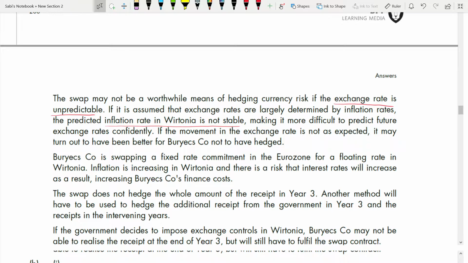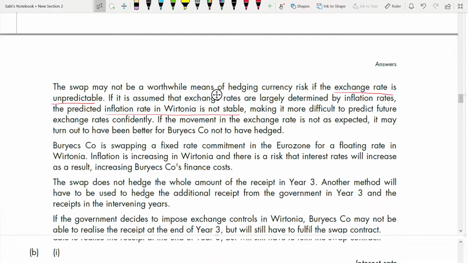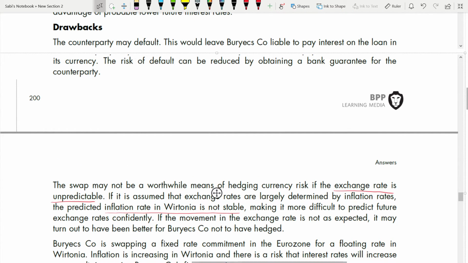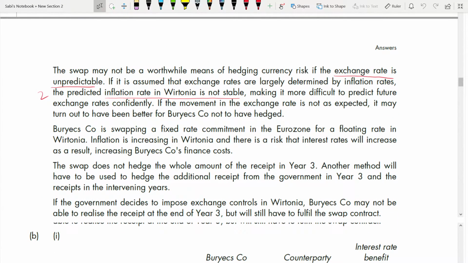Right? If the movement in the exchange rate is not as expected, it may turn out to be better for the company not to have hedged. Brewers company, right? So this is the first, they are saying counterparty may default. This is the first disadvantage. This is the second disadvantage about the inflation rate.